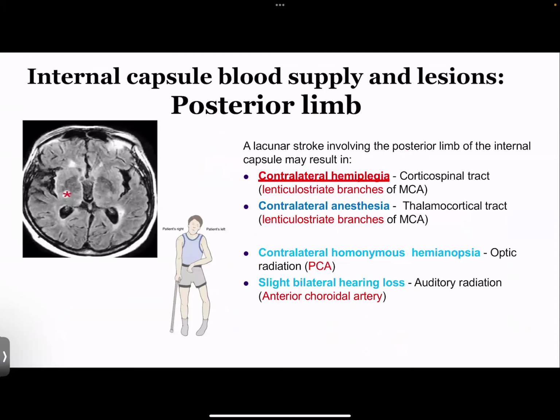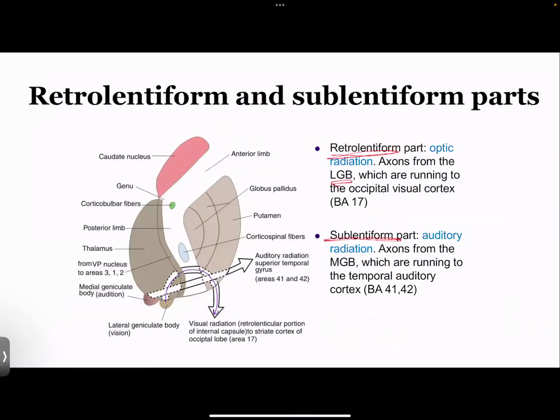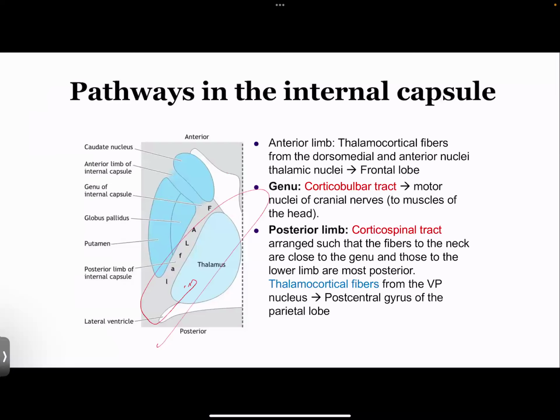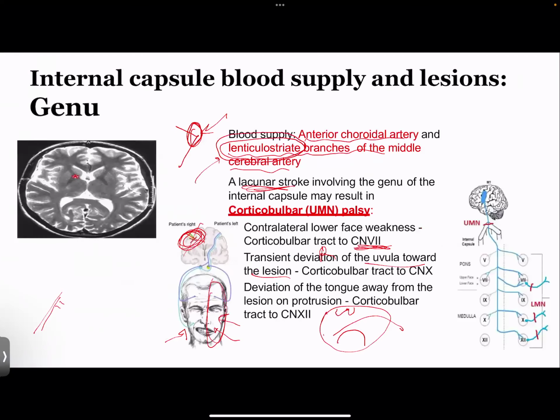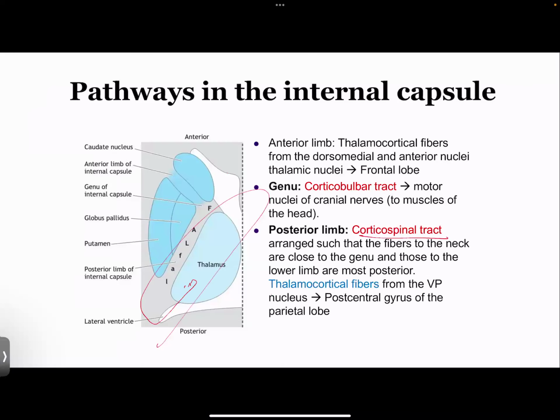So moving on, we're going to talk about the posterior limb. Again, what did we say we have in the posterior limb? Let's go back here. In the posterior limb, you can see the MGB and LGB are in the posterior part. Other than that, we have the corticospinal tract and the thalamocortical fibers.